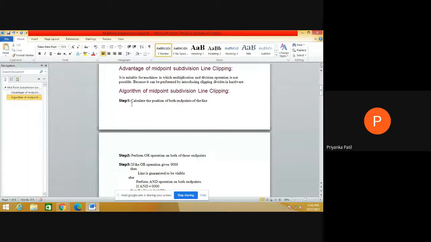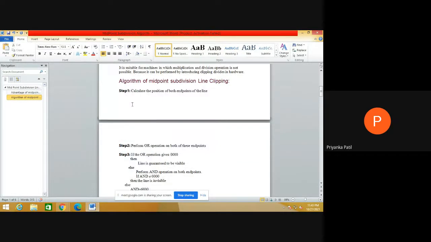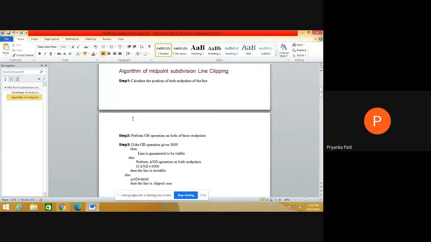The first step of the algorithm is to calculate the position codes of both endpoints of the line. Then perform the OR operation on both endpoints. If the OR operation gives 4 times 0, then the line is visible, else the line is not completely visible. Then we perform the AND operation on both endpoints. If the result is not equal to 0, then the line is invisible.